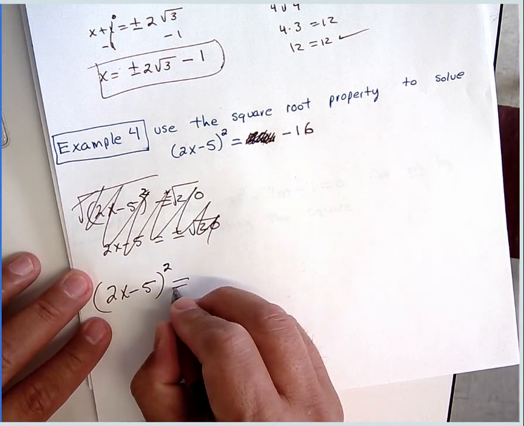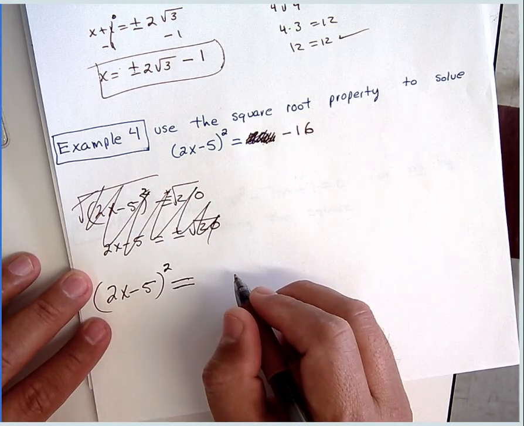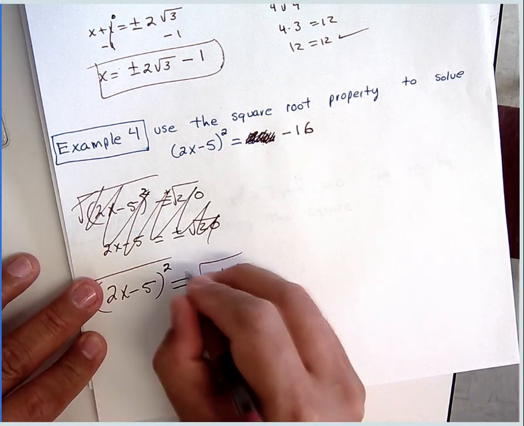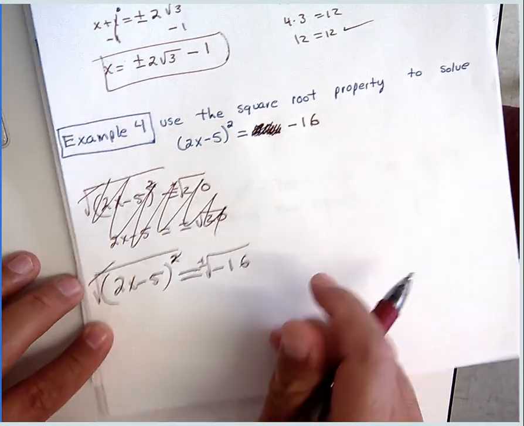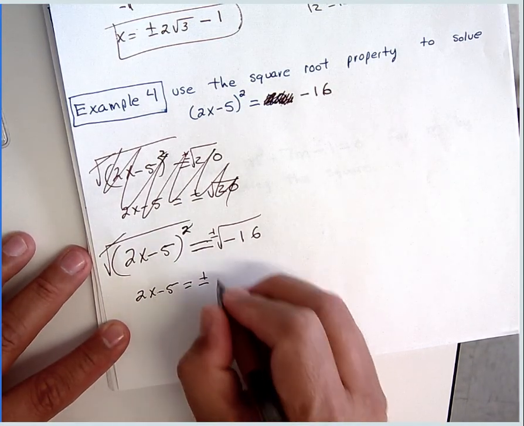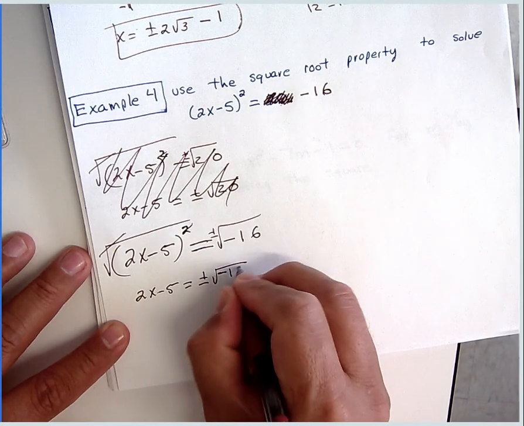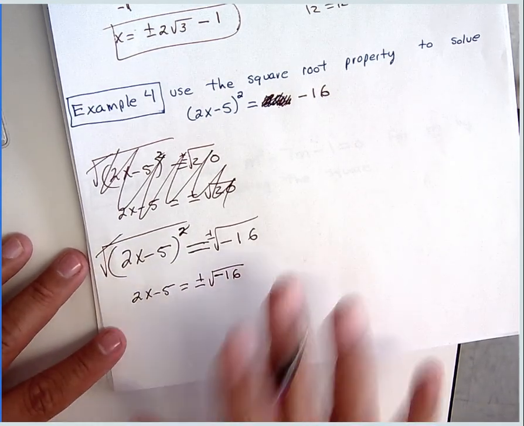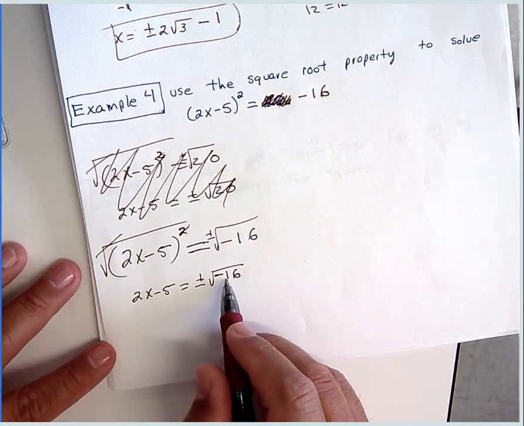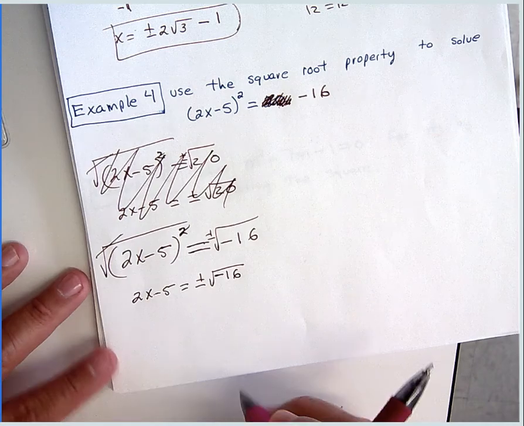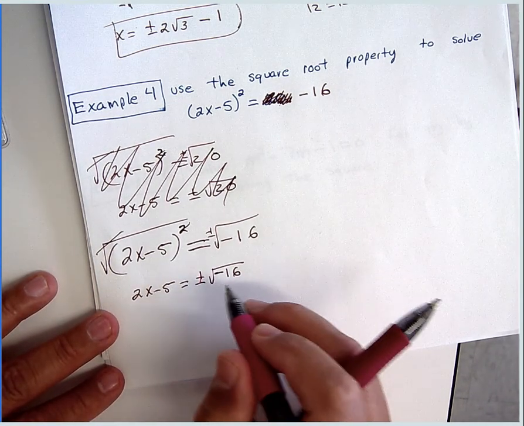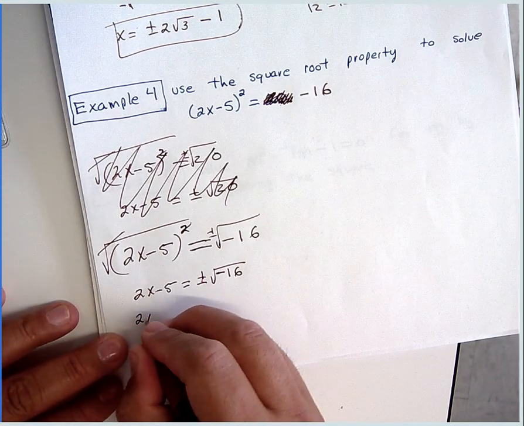So negative 16. So now we're gonna do the square root, so plus minus. This goes away, so you end up with 2x minus 5 plus minus square root of negative 16. So again, we have arrived to something that doesn't have a real solution. Square root of a negative does not exist in the real world, so we're going to have to work with complex numbers, imaginary numbers.